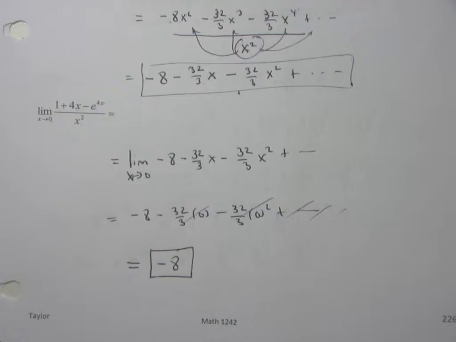Now, granted, we have done this problem before in Calculus 1. The limit as x approaches 0 of 1 plus 4x minus e to the 4x over x squared. First rule of limits, plug in the number. When you plug in the number, you get 0 divided by 0. In Calculus 1, when you got 0 over 0, what were you supposed to do? L'Hopital's rule. So you take the derivative of the top over the derivative of the bottom, then replug in the limit. Then you get 0 over 0 again. So then what do you have to do? L'Hopital it again, derivative of the top over derivative of the bottom. And then eventually you'll get negative 8.